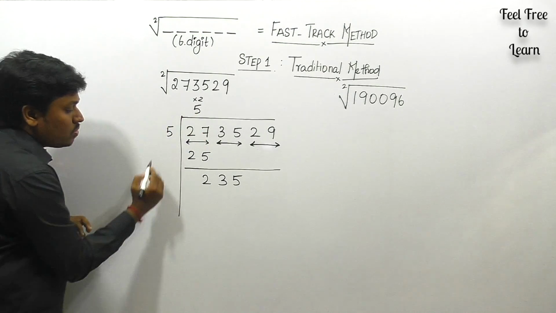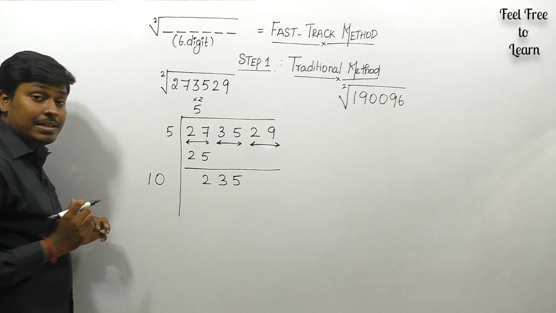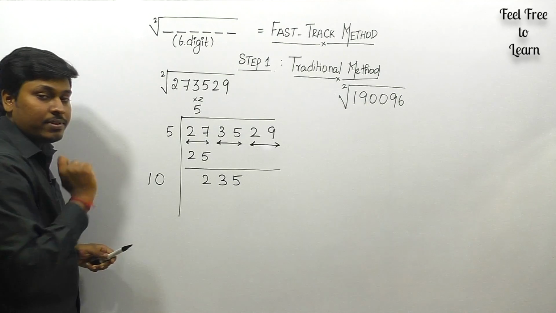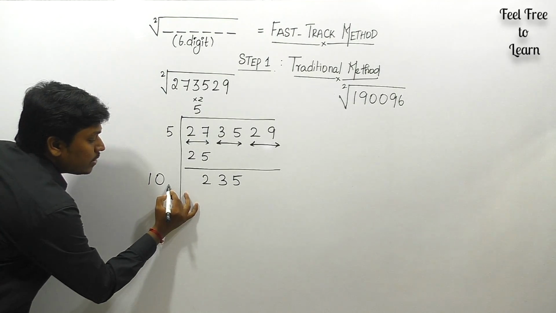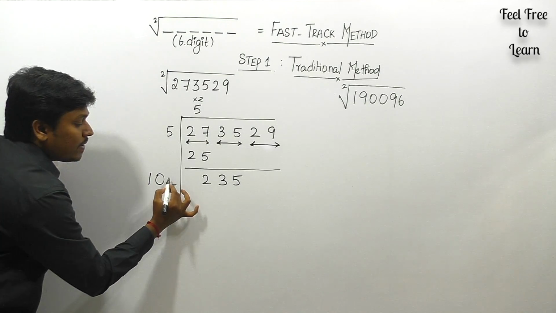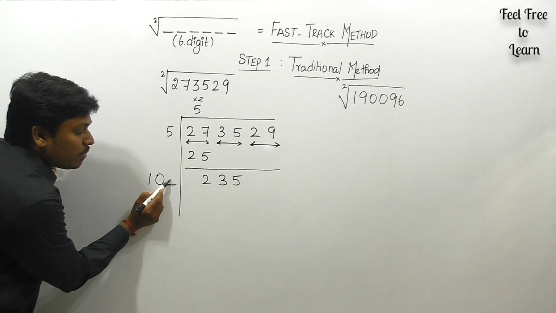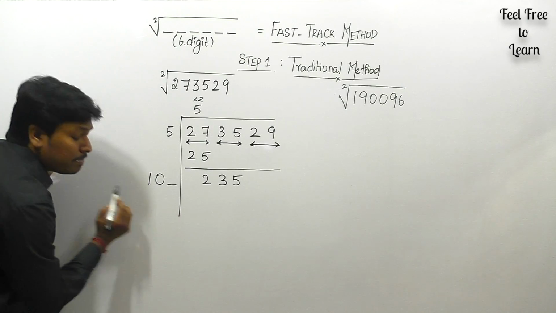So 5 into 2 will be 10. So friends, listen here, you need to multiply this number. 5 into 2, resultant will be 10. And the number you are going to put here, for example, if you are placing 3 here, you need to multiply this complete number by 3. If you are putting 1 here, you need to multiply this completely by 1.